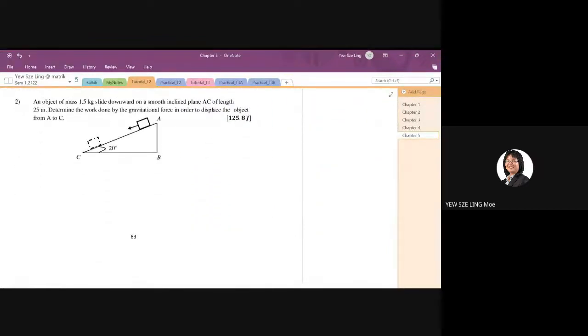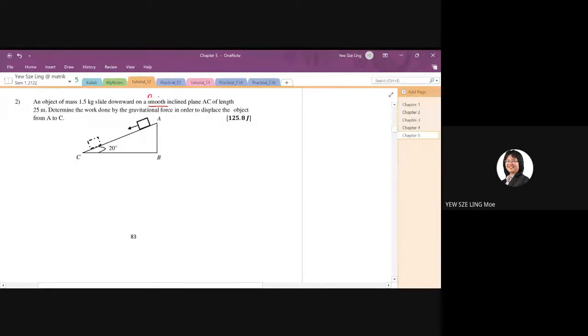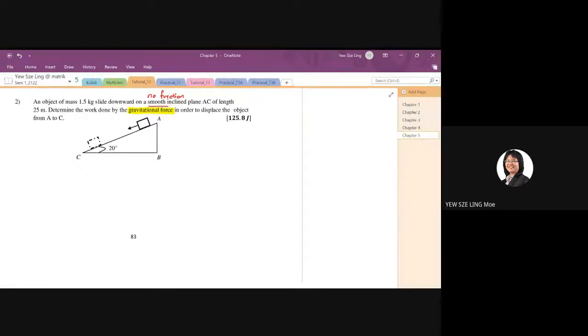Question 2. As usual, you need a free body diagram. So let's see, how are we going to solve it? An object of mass 1.5 kg slides downwards on a smooth inclined plane AC. The term smooth tells you no friction. The length of AC is 25 meter. Determine the work done by gravitational force in order to displace the object.